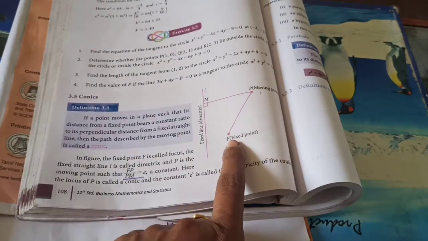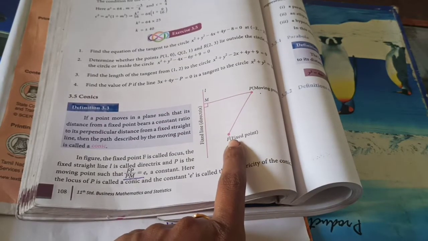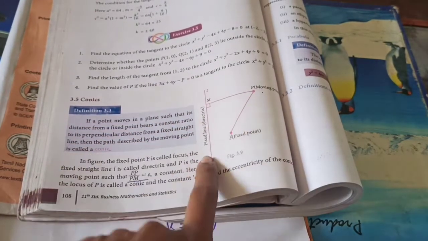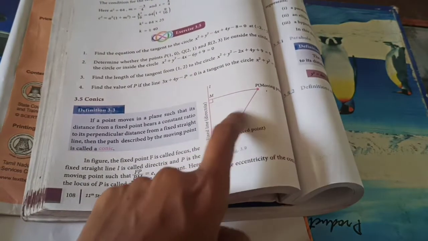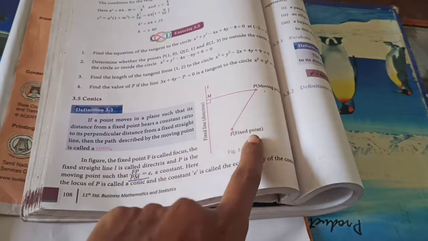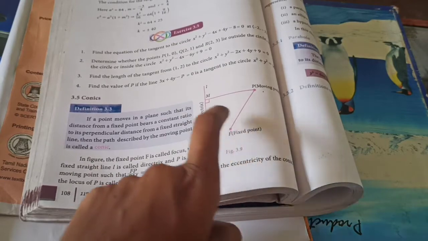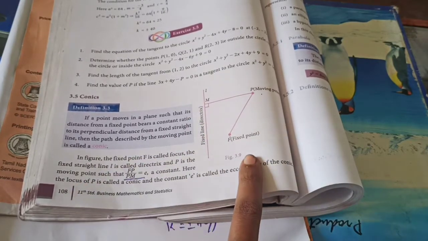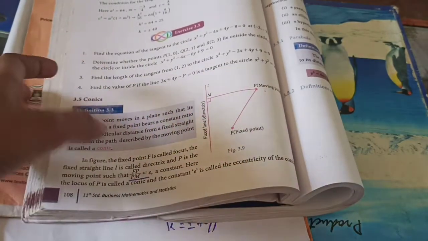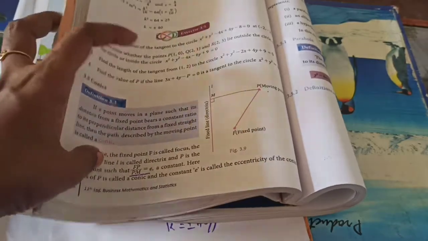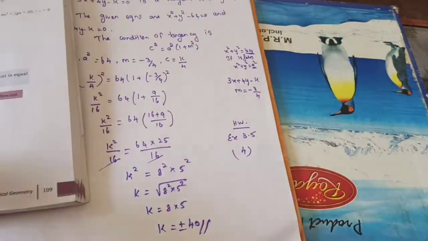So what's the name of this one? Focus. Then what's the name of this fixed line? Directrix. So FP by PM will be a constant e. Then the locus of P is called the conic. The constant e is called the eccentricity of a conic. So each and everything is important. Learn it. Okay. Next.